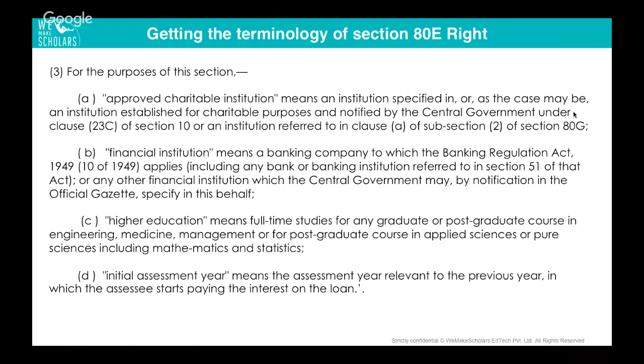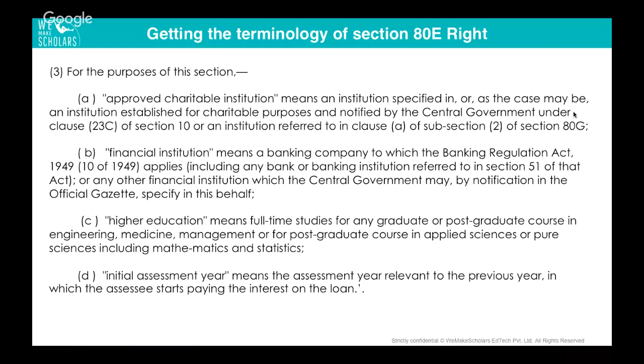So the regulation does not end here. Or any other financial institution which the central government may, by notification in the official gazette, specify in this behalf. So if the institution does not come under Banking Regulation Act 1949 section 51, even then, if the central government by any notification in the official gazette has identified or recognized that financial institution, then that is acceptable. I'll give you certain examples also in the further slides.